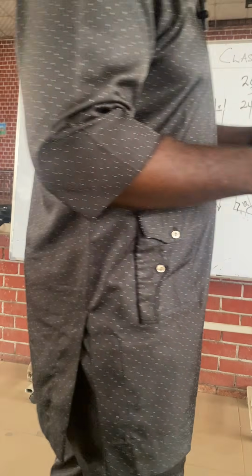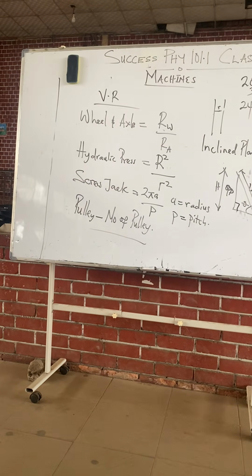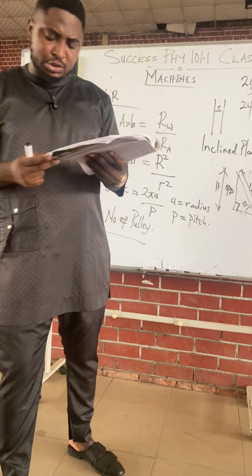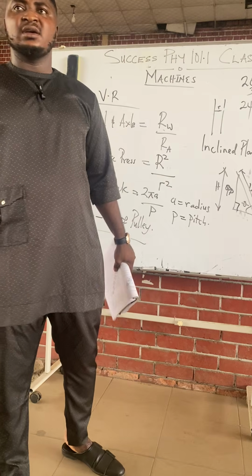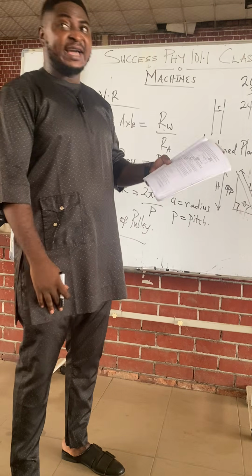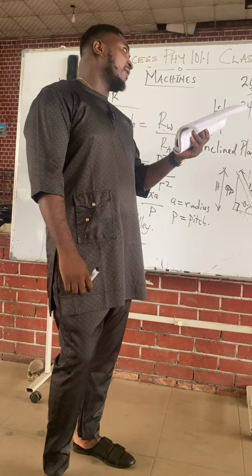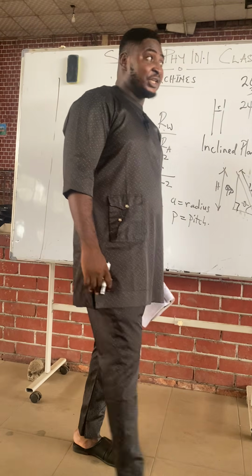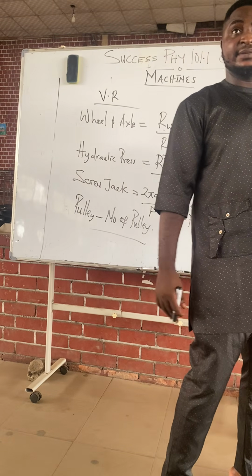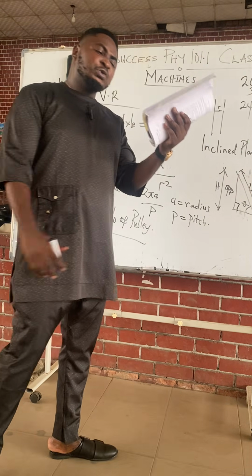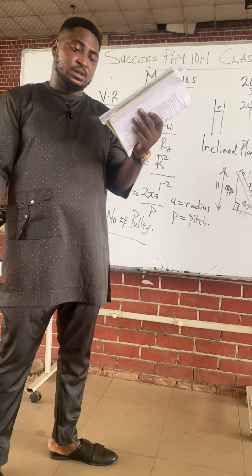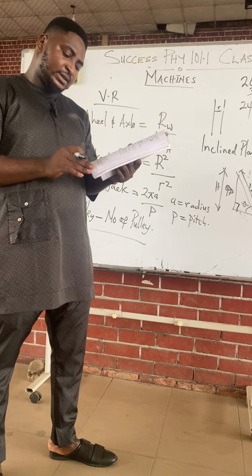A printing machine has a velocity ratio of 9. If it requires 20 Newton to overcome a load of 90 Newton, calculate the efficiency.